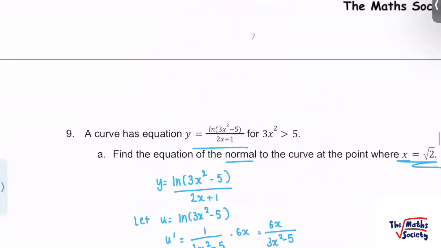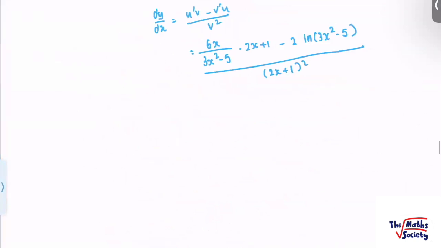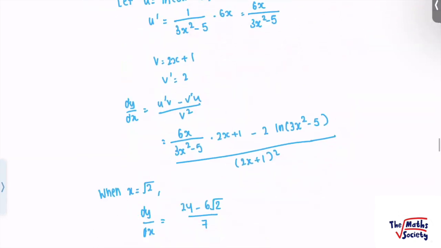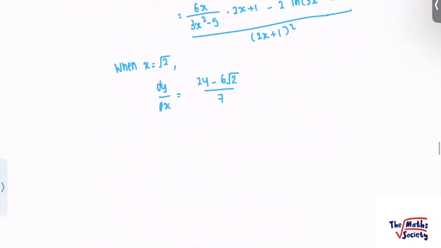So they said to find when x is equal to root 2. So dy by dx, when we substitute, is going to be 24 minus 6 root 2 divided by 7. But we know that it says normal to the curve, yeah? So if it's normal to the curve, we have to flip it around. So to find the normal, m, which is the gradient, is going to be minus 7 by 24 minus 6 root 2. That's going to be minus 0.45.